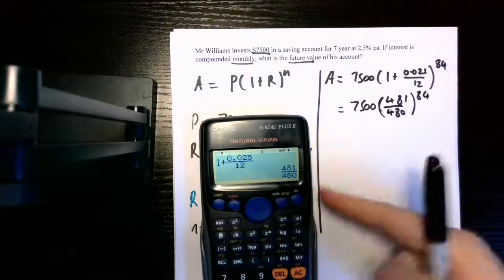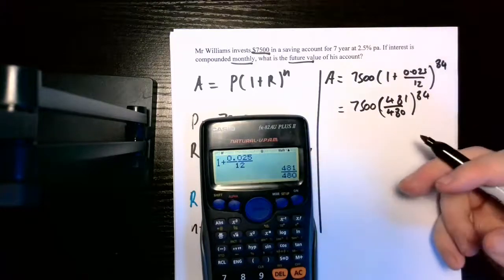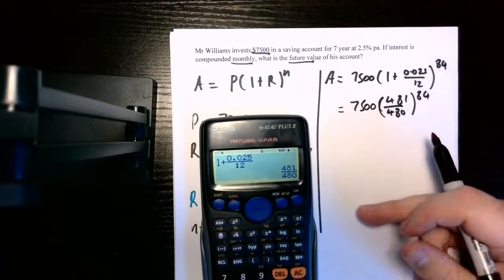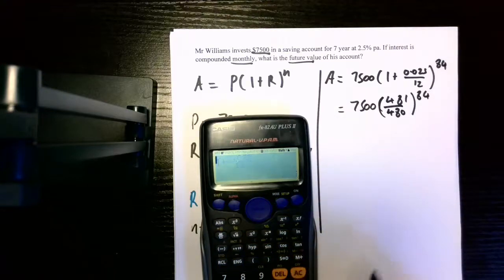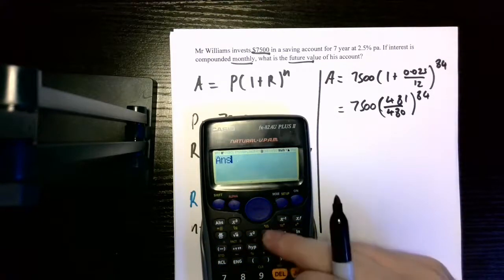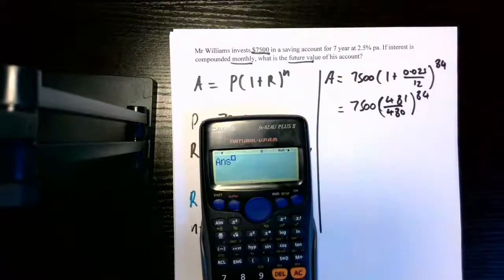Now what I then do to avoid any rounding errors that may occur is I then clear the memory and I go answer, I get my power and I do the power next to the power of 84, equals, that gives me 1.19.